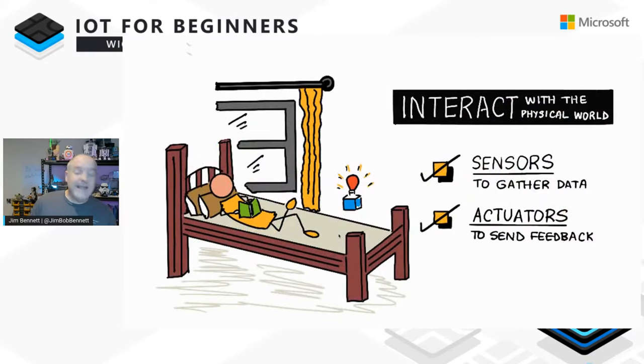So let's kick off today with interacting with the physical world. And today we're going to talk about sensors that gather data and actuators that send feedback. And so these are the devices that turn your thing into a useful device. They allow you to interact with the physical world. IoT is all about physical computing. It's about having devices that know what the world is like and can interact back with the physical world, connected to the internet, to cloud services, to capabilities to do something with the data they gather and they control the feedback that the devices give.